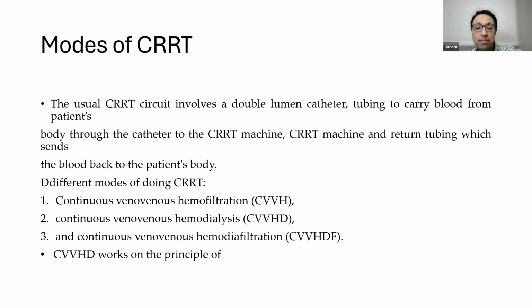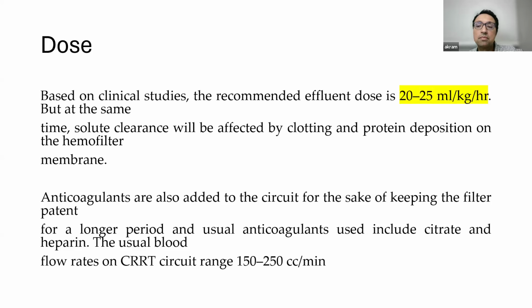We have, of course, three main types of CRRT. We have continuous veno-venous hemofiltration, which acts mainly for fluid removal, or continuous veno-venous hemodialysis, which incorporates removal of small molecules, or continuous veno-venous hemodiafiltration, which works through removal of large molecules. And the CRRT, unlike dialysis, works by diffusion and convection. The usually recommended dose of CRRT is 20 to 25 milliliters per kg per hour.